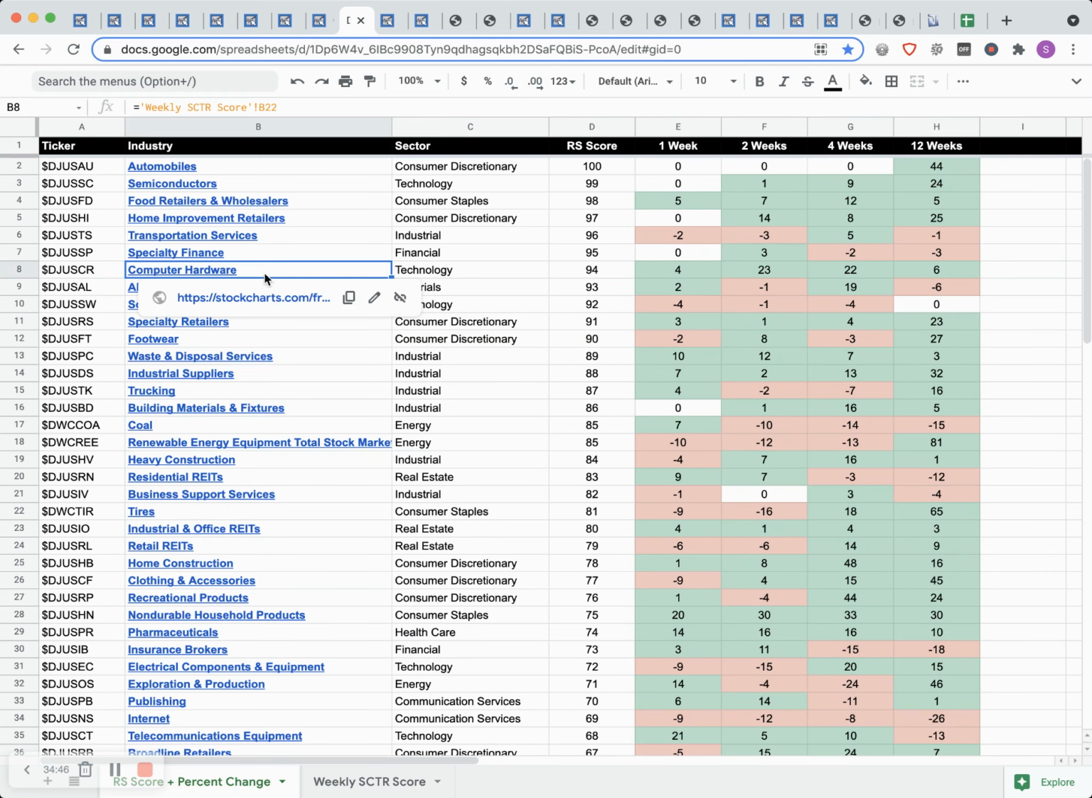Computer hardware, which is mostly Apple, to be fair. So that's the areas of strength.